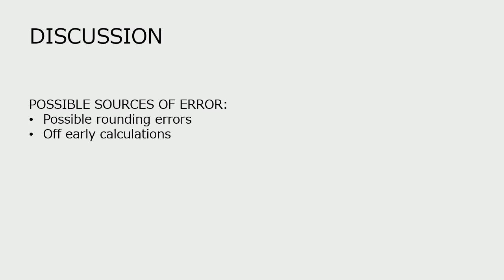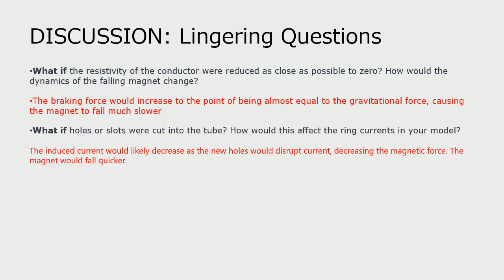So some possible sources of error were some possible rounding errors or some off early calculations that would account for the differences between our real life scenario and our computational one. And some lingering questions.